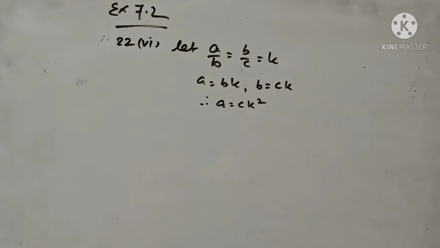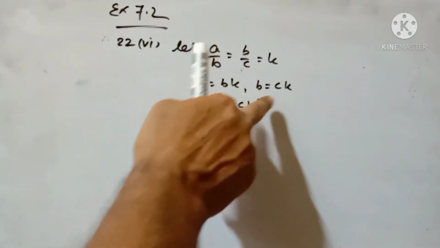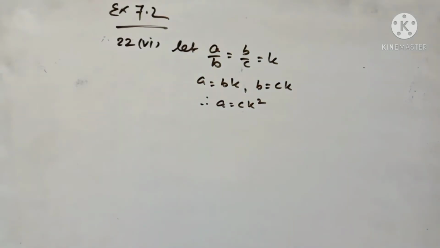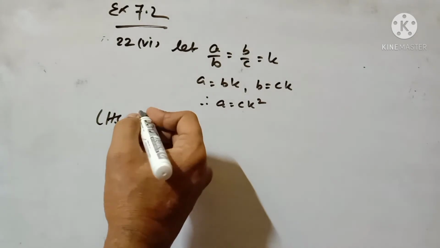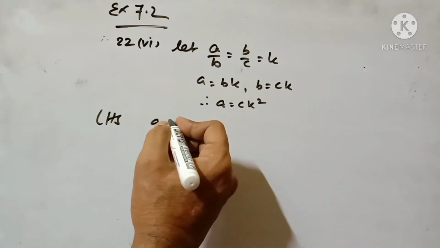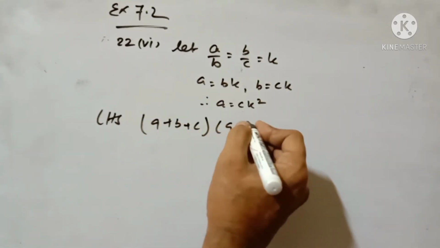Write down please. Now next question, number 22. It is given, if a, b, c are in continued proportion, prove that a plus b plus c into a minus b plus c is equal to a square plus b square plus c square. Write down the first question. So let a by b is equal to b by c equal to k, a equal to bk, b equal to ck, therefore a equal to ck square. Now our LHS is a plus b plus c into a minus b plus c.